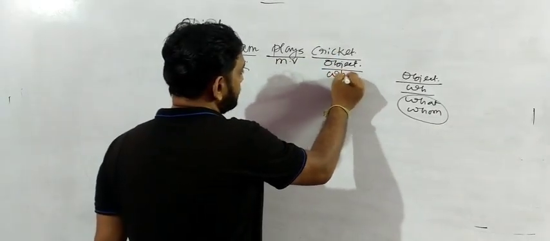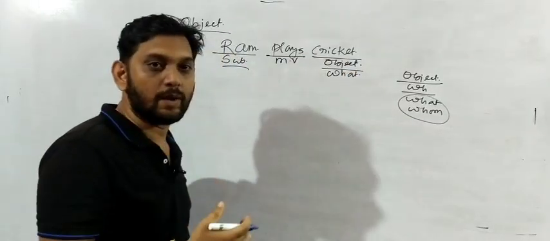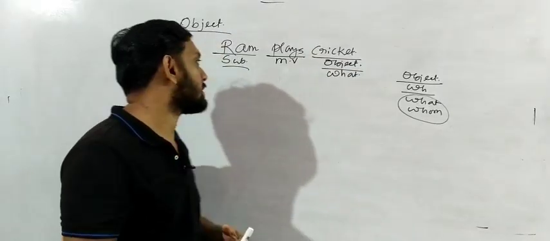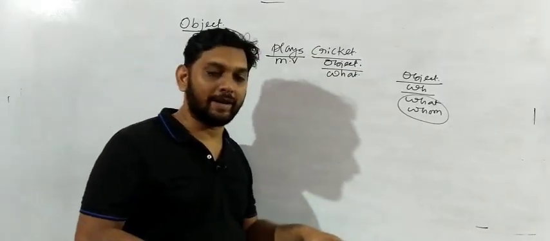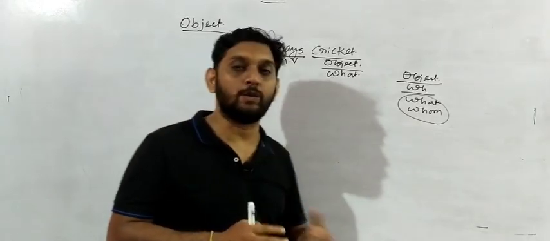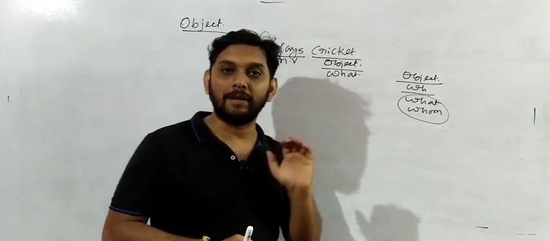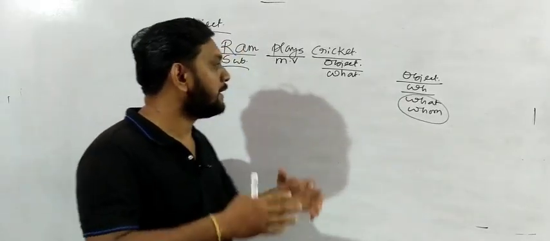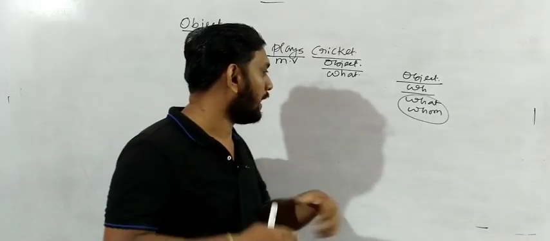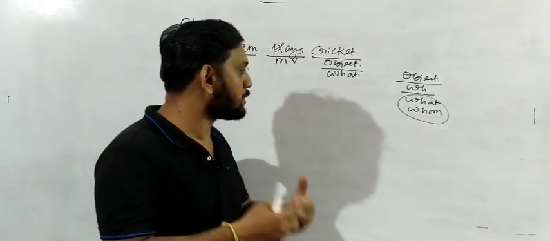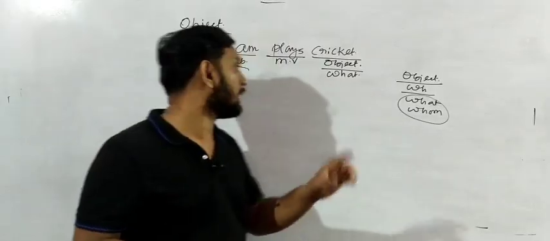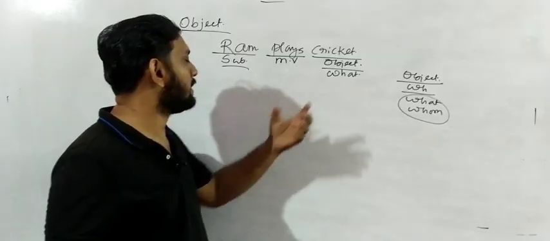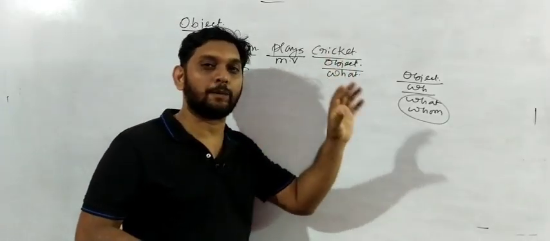Ram plays what? So what did you get as the answer? Yes, cricket. So cricket will be the object of a sentence. So did you understand? First of all, I have defined what is object. Object is a word which receives the action of a main verb. And how can you find out the object in a sentence? Using WH question words, and these question words are what and whom. Now you ask, Ram plays what? Yes, we got the answer. Ram plays cricket. So cricket will be the object of this sentence.